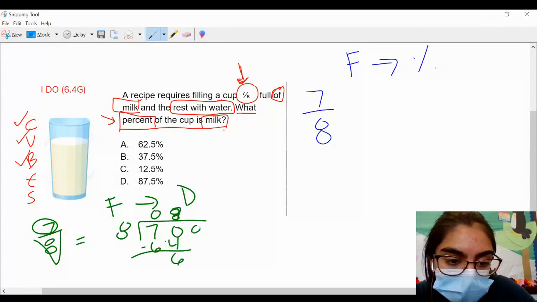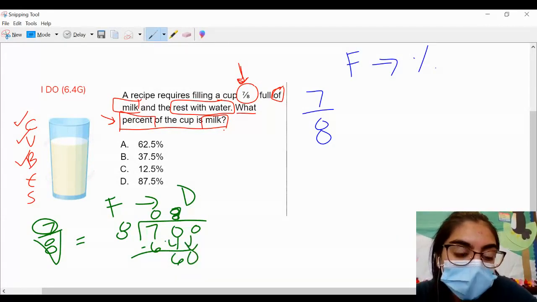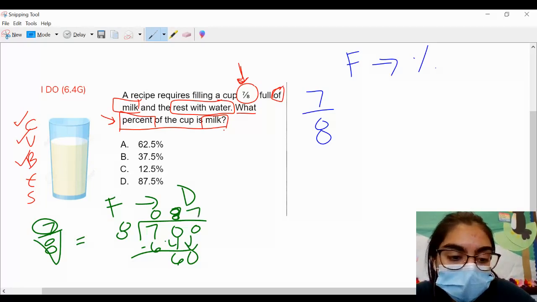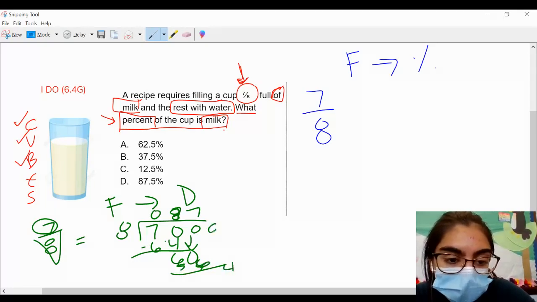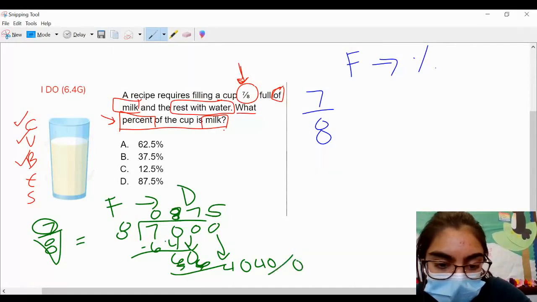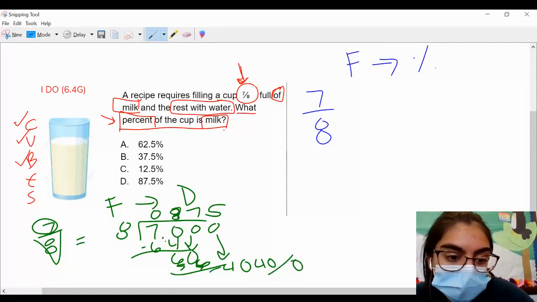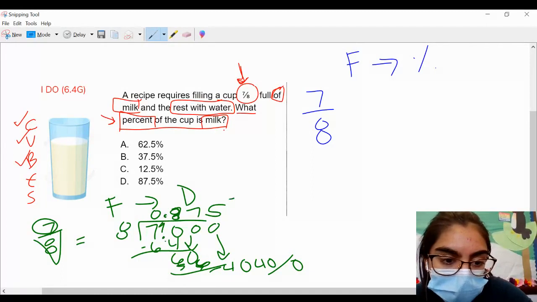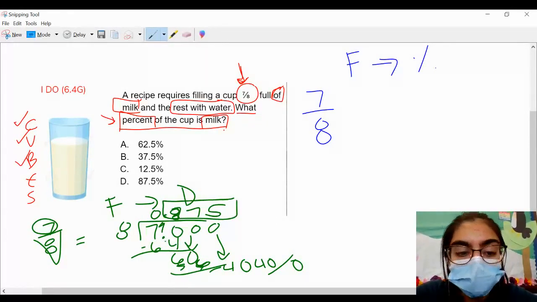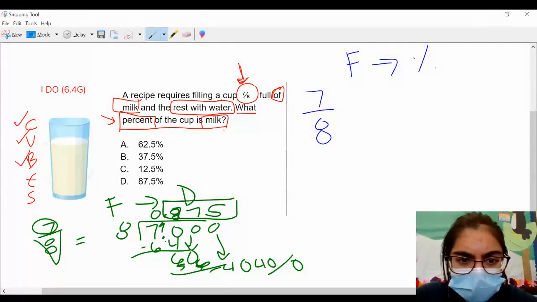70 minus 64 is 6. Let's drop down another 0. 8 goes into 60. I'm going to say 7 times because 8 times 7 is 56. 60 minus 56 is going to be 4. I'm going to drop down another 0 to get 40. 8 goes into 40 5 times. We know that 8 times 5 is 40. Well, it's getting a little messy, but 40 minus 40 is 0. So I float that decimal right on up, and I get 0.875 or 875 thousandths. Okay, am I done?